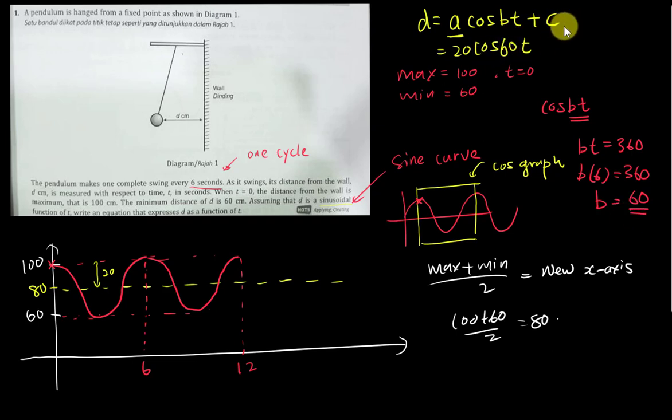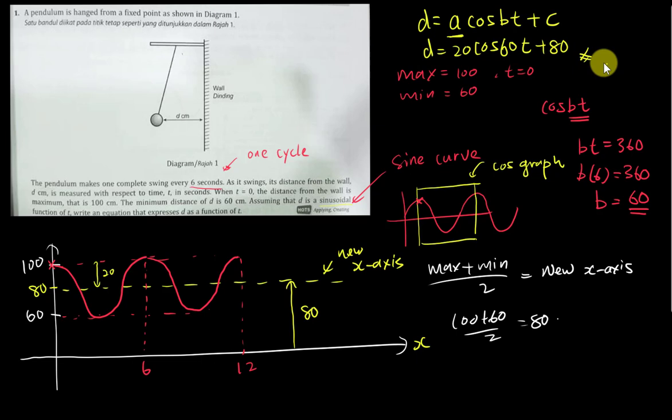What is the c value here? C means, from the original x-axis to the new x-axis, what is the value of the shift? So you can see they are going to shift up 80 units, or 80 centimeters, so plus 80. Therefore this one will be the final answer.